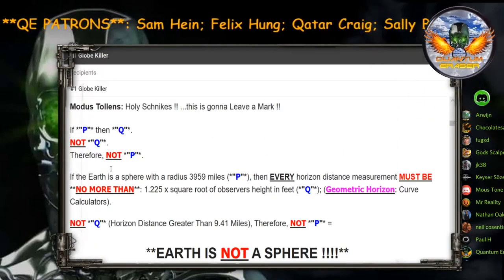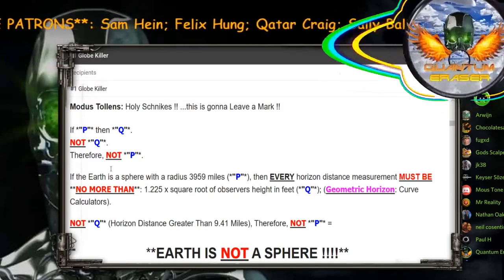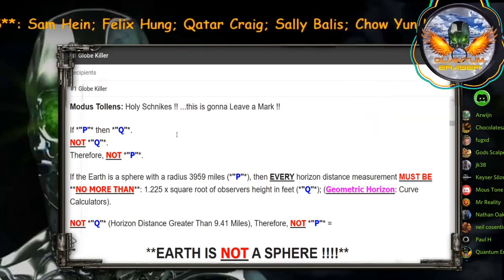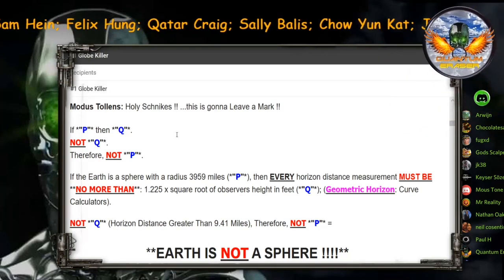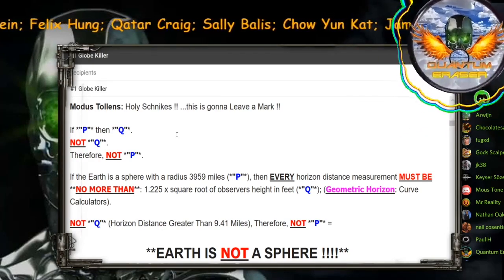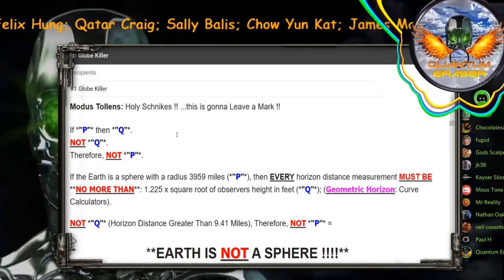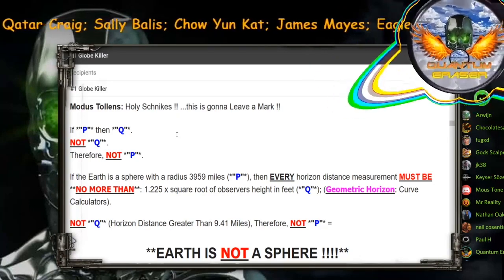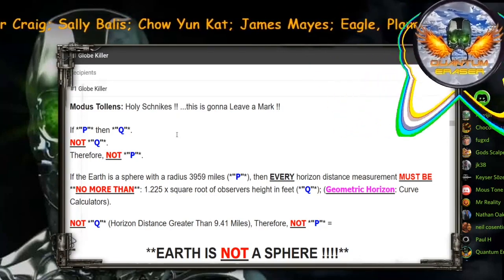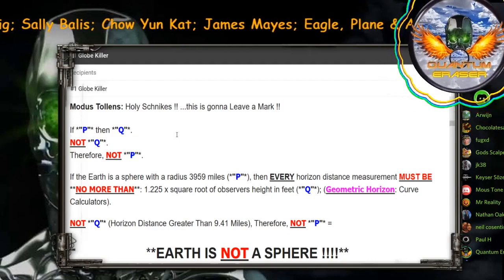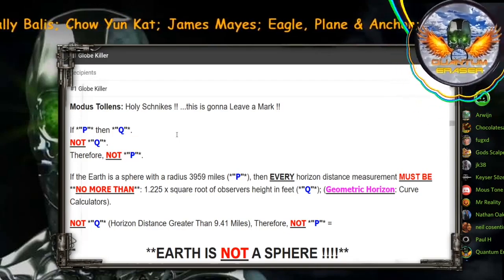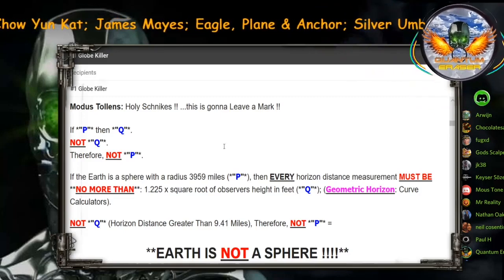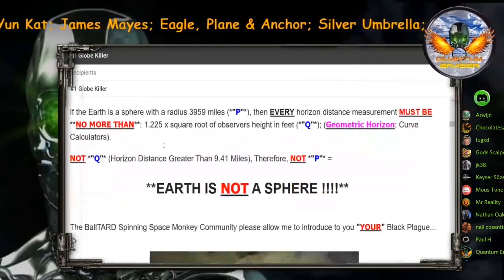The actual argument. It's a modus tollens. Holy shnikes, this is going to leave a mark. If P, then Q; not Q, therefore not P. If the Earth is a sphere with a radius of 3959 miles, P, then every horizon distance measurement must be no more than 1.225 times the square root of the observer's height in feet, Q. The geometric horizon here is not Q because it's greater than 9.41 miles in the Black Swan photo, therefore not P. The Earth is not a sphere.